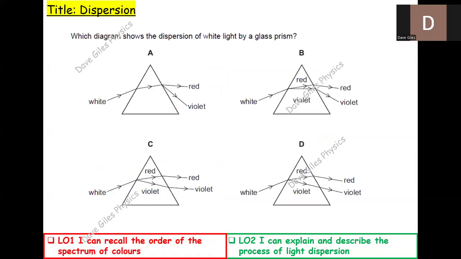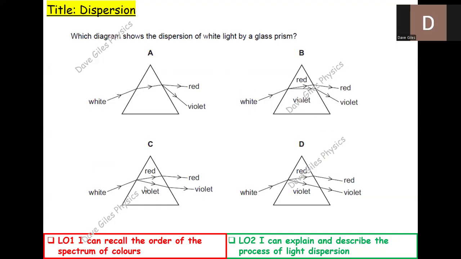The next question here. Which diagram shows dispersion of white light by a glass prism? So we know it splits inside the prism, so that rules out A. We're going to have red on the top, violet on the bottom. That'll be the same inside and outside. You can see here that means the two options, in fact, all three of these show that.